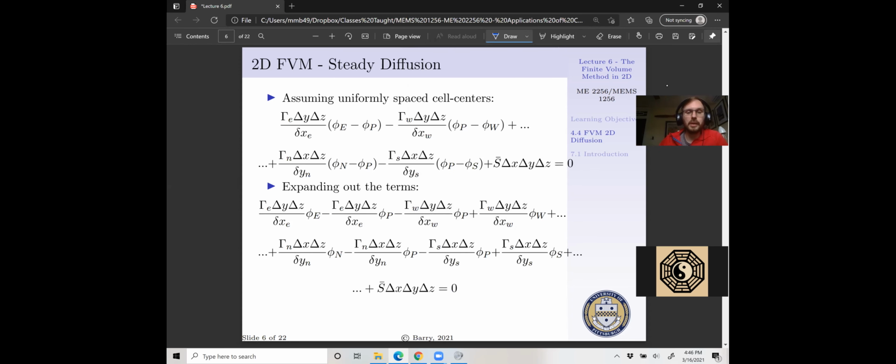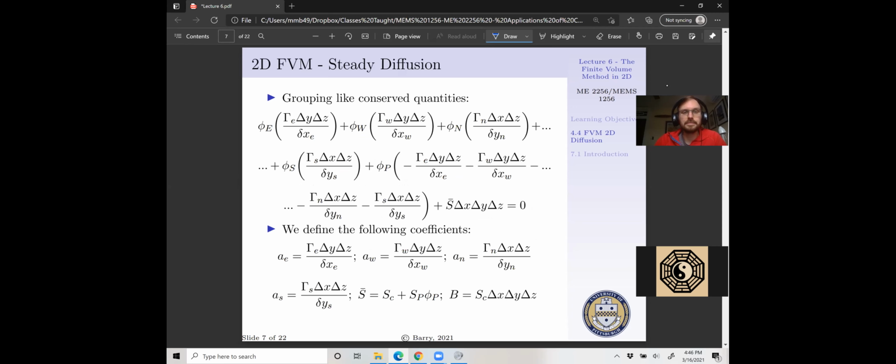So we can expand everything out, which we do here. Just expand out what's within the parentheses. No need to go over that. And we're going to group like terms. So now what we have is a conserved quantity in our east cell, a conserved quantity in our west cell, a conserved quantity in our north cell, and a conserved quantity in our south cell. All of these now get added to the conserved quantity within our cell center.